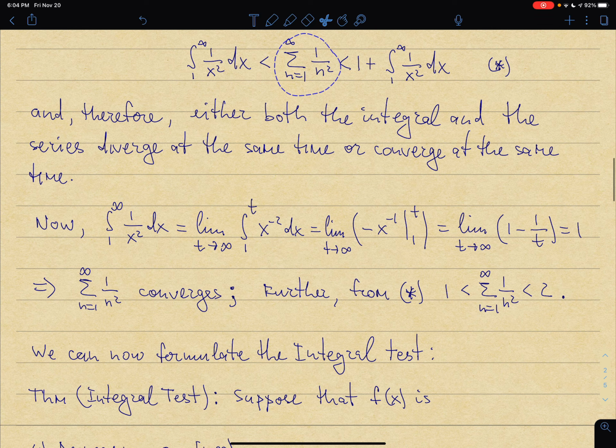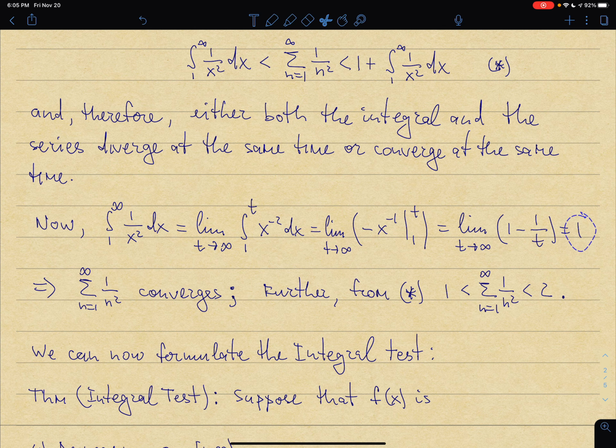And so in this case, what I need to do is compute the integral of 1 over x squared from 1 to infinity. So as I said, this is an improper integral. So I take a limit as t goes to infinity of the integral from 1 to t. The integral of x to the minus 2 is minus x to the minus 1. From 1 to t, that's 1 minus 1 over t. As t goes to infinity, 1 minus 1 over t goes to 1. So that means that the integral is equal to 1.